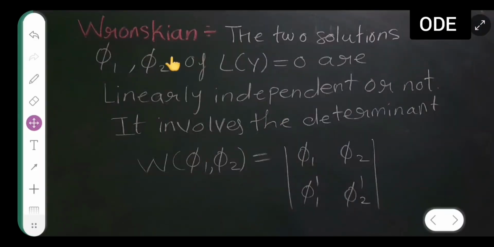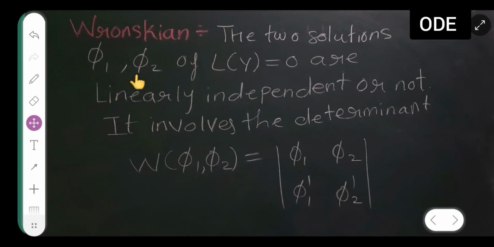Now, what is a Wronskian? We can show whether the two solutions phi1 and phi2 of L of y equal to 0 are linearly independent or not. It involves determinants. These are the determinants, this line.